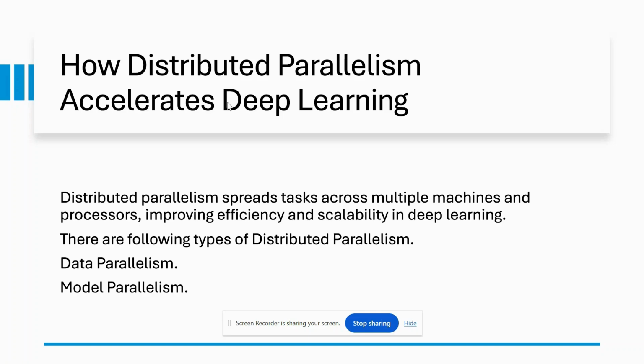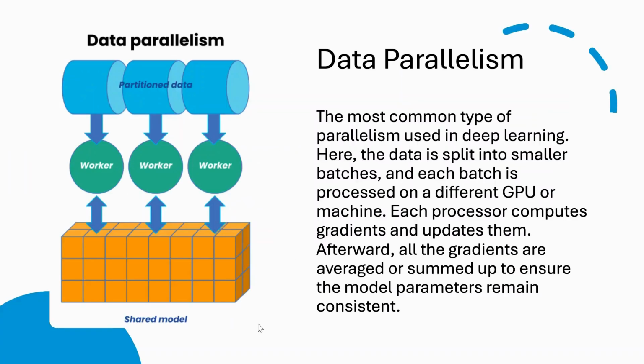There are two kinds of parallelism that we have in distributed parallelism: data parallelism and model parallelism. In data parallelism, we take the dataset and partition it and pass it to multiple nodes. So we take the dataset and split it into batches, and these batches go to multiple worker nodes, which can be referred to as the GPUs.